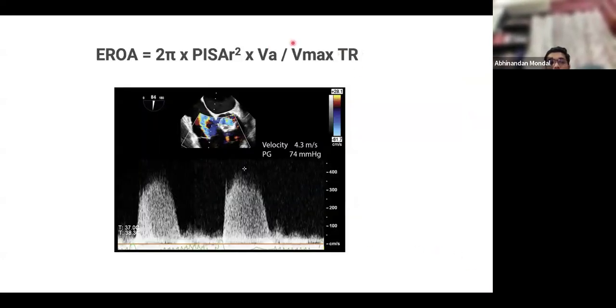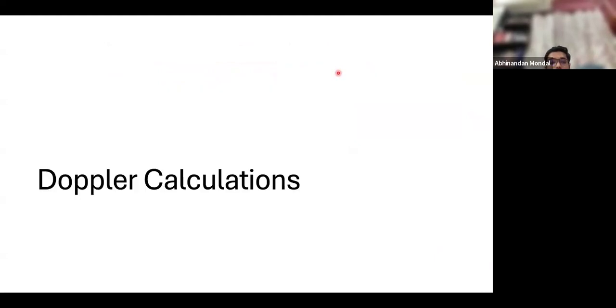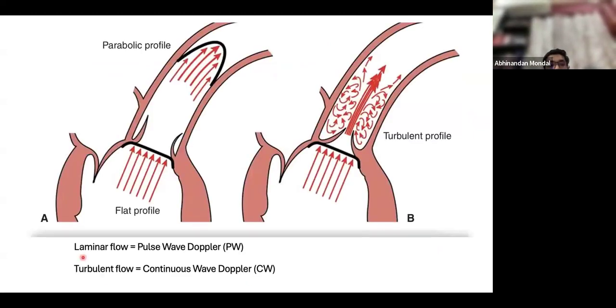So how can you calculate it? ERO is calculated from your PISA: 2 into pi into PISA R square into Va by Vmax TR. That is similar to your MR or AR. So, last few slides, I know I am running late. Doppler calculations.